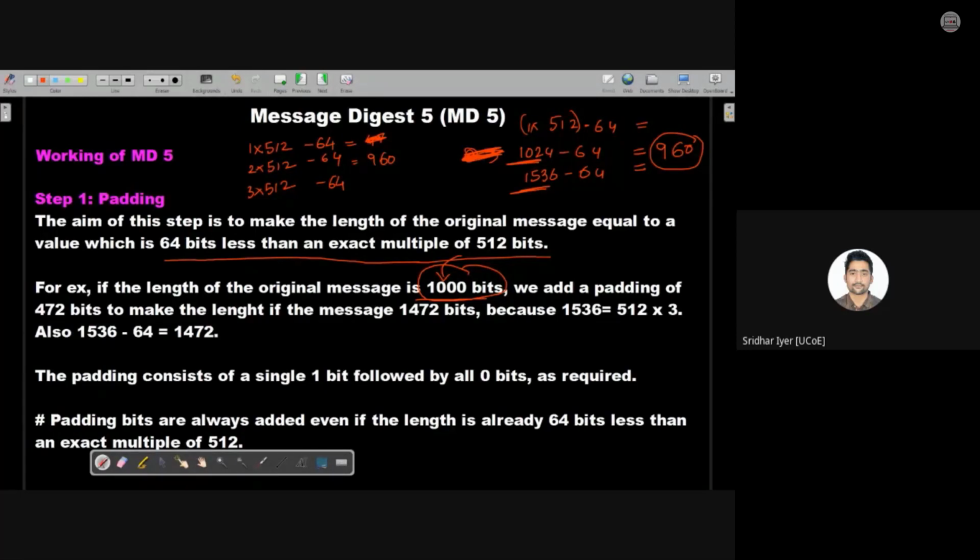Correct, because you can think of it like this: 64 bits I have saved for some value. Those 64 bits I have reserved, so I can't use them. That is why I have to make sure that the length of the message is 64 bits less than an exact multiple of 512. Is it clear now? B division, A division. I hope this explanation is clear.